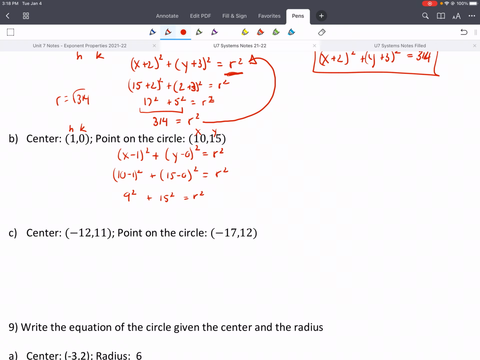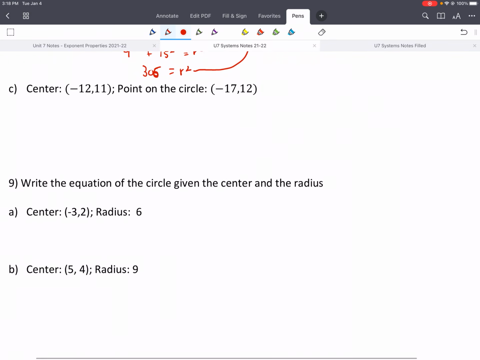Okay, so 9 squared is 81 plus 15 squared. So I think we end up getting 305 if I did that right. So we can take that 305, plug that in, x minus 1 plus y squared, again y minus 0 is just y, equals 305. Okay? Oops, I think I messed that up. I think it's 306. Yes, 306. Okay. Sweet. Okay, so that is that.